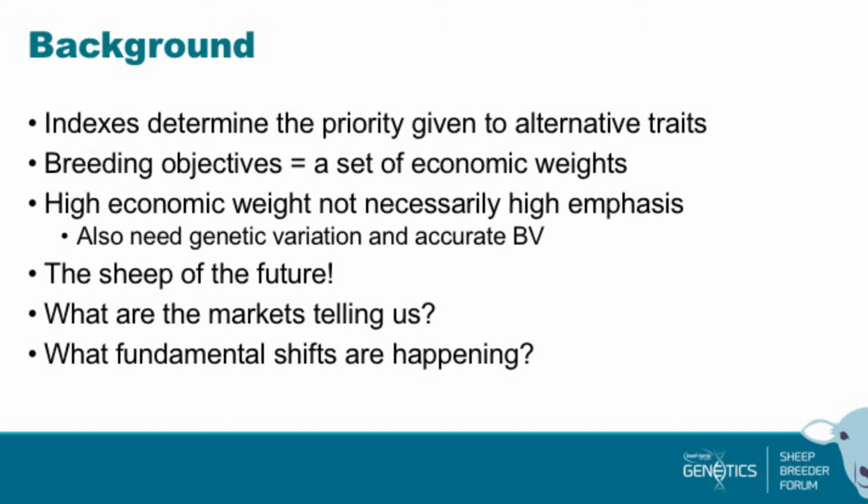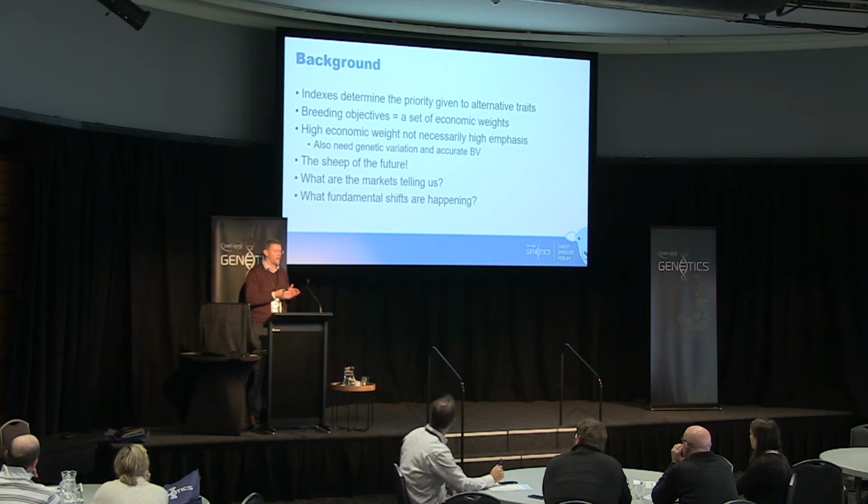There are some traits, and lamb survival was an example, where because we don't predict it as accurately as some of the other traits, the breeding values aren't as spread out. So we've got a very high economic value of $100 or whatever a lamb, but because the breeding values aren't spread out, it doesn't get that much emphasis. So it's not just about the economic weights, it's how well we can predict the traits that determines the overall priority. But this particular process we're talking about is the economic side of that question.